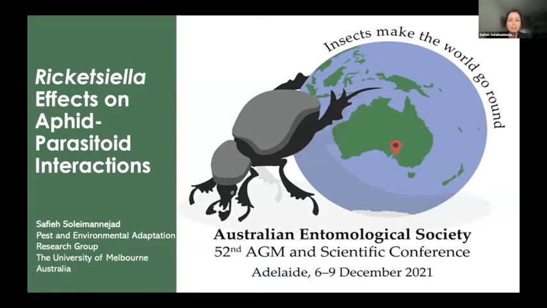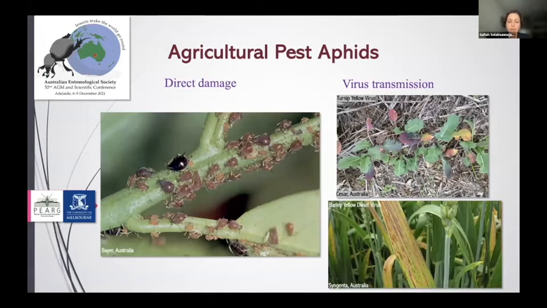Hi, I'm a PhD student at the Pest and Environmental Adaptation Research Group at the University of Melbourne, and my project is to check the effects of Rickettsia viridis and aphid parasitoid interactions. Aphids are considered an important agricultural pest due to the direct damage by feeding on the plants and also transmitting viruses, which cost millions of dollars to the agricultural industry per year throughout the world.